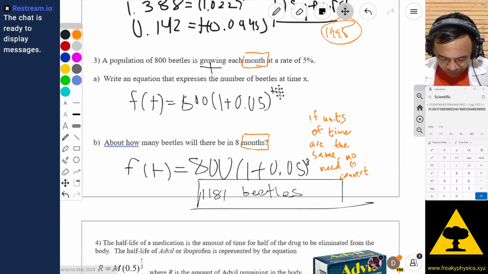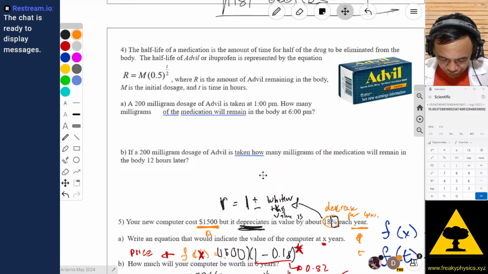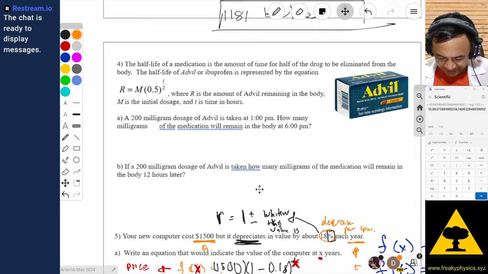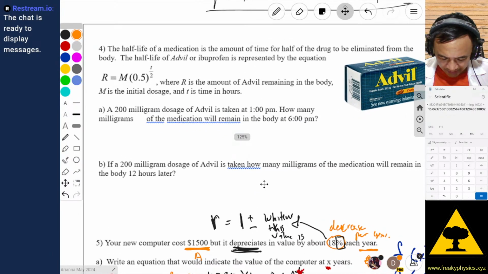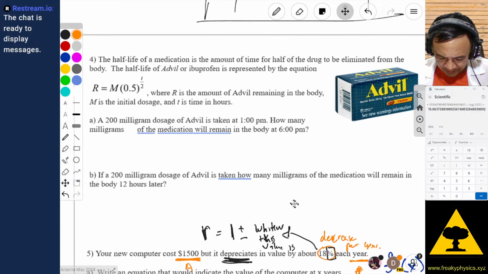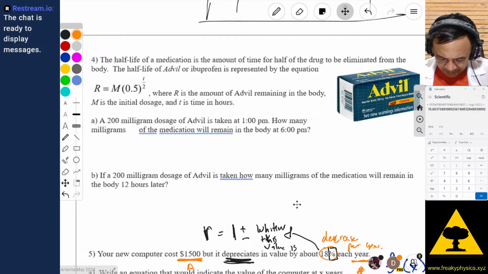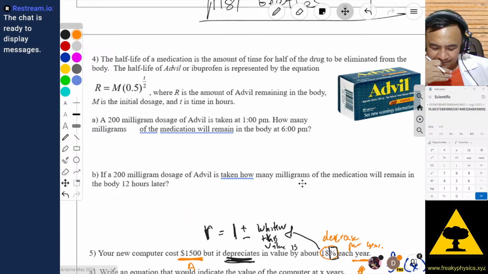Number two and number three done. We have two more to go, number four and number six. Let's just do number four now. And I'm pretty sure number one is pretty easy. It's just whether it shows growth or decay.